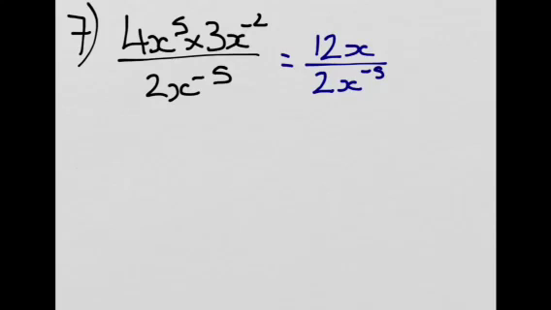Okay, so think about what your rules are for when you multiply. What do you do with your powers? And then it's opposite when you divide. You divide the numbers at the front, and then you do the opposite of what you do with the powers when you're multiplying.